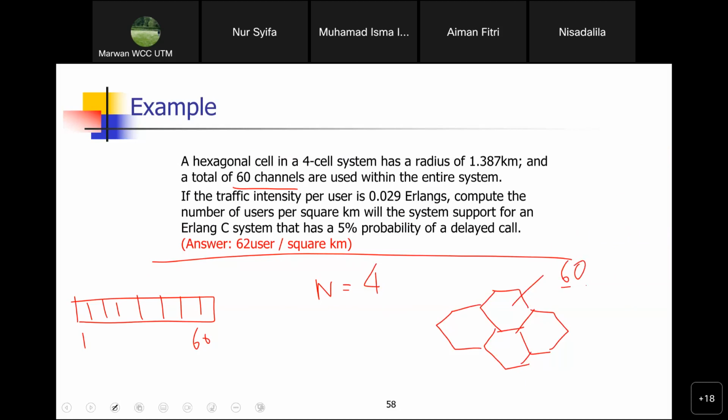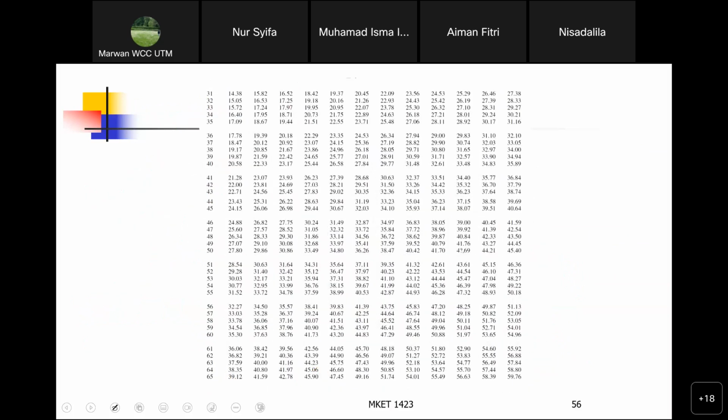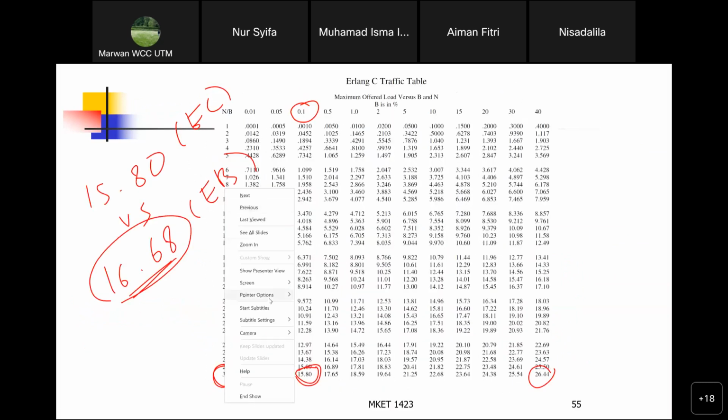Say divide by 4. So everything one will get about 15 if you divide it equally. So now you have to work with 15. Use Erlang C, 5% probability of delay. Okay, then you have to go to 15 and look at 5%.